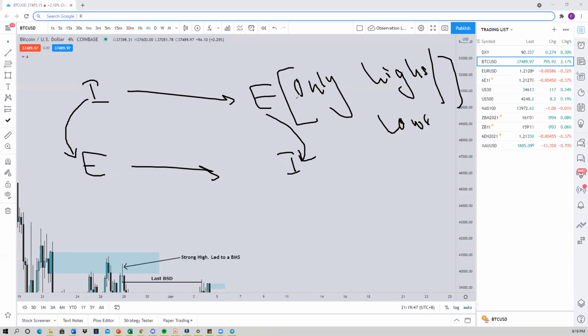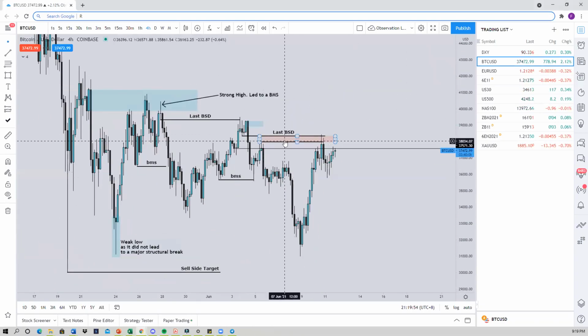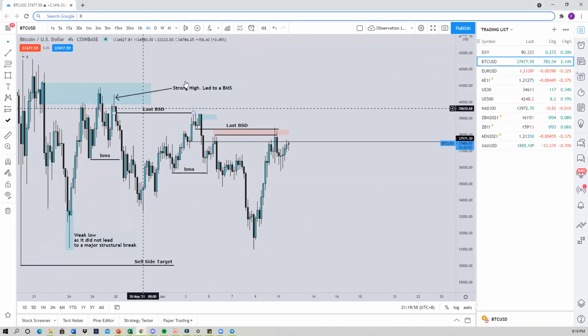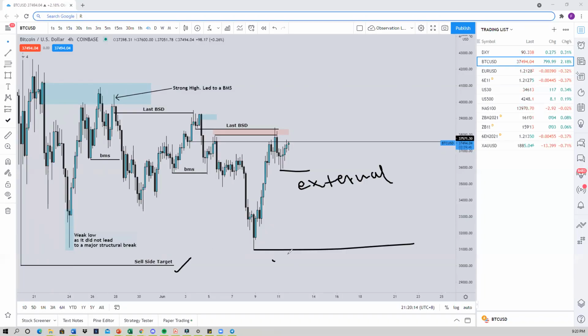Now keeping this in mind, if price then reacts at a highly sensitive area, which is this one, where will price go? Now this is internal range liquidity, right? So where will price go? Price might come number one here. This is external, and if the bias for Bitcoin is still to the downside, then here and here, they are all external.